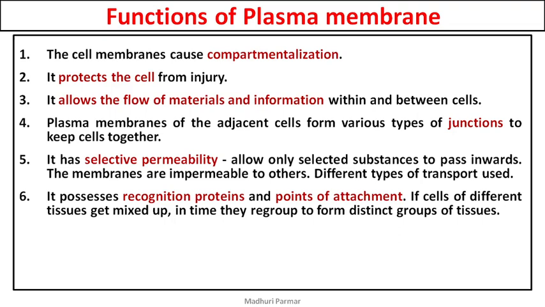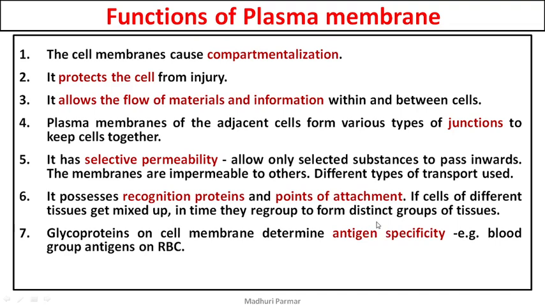If you allow it to stand, and after, let us say, 1 day you come back and see, you will find that the kidney cells would have come together and formed a group, and the liver cells would have come together and formed a group. This is because they have recognition proteins present on their cell membrane. So one liver cell recognizes another liver cell and tries to get attached to it. This is how the cells try to regroup.